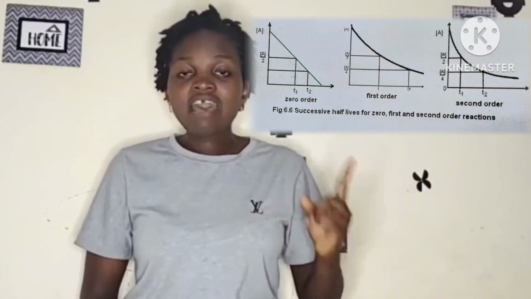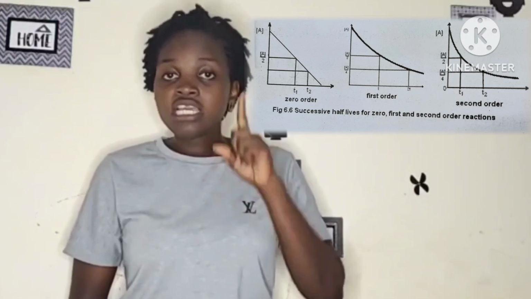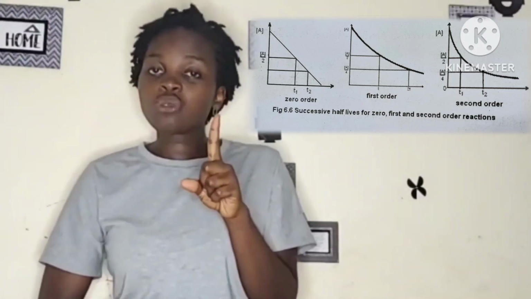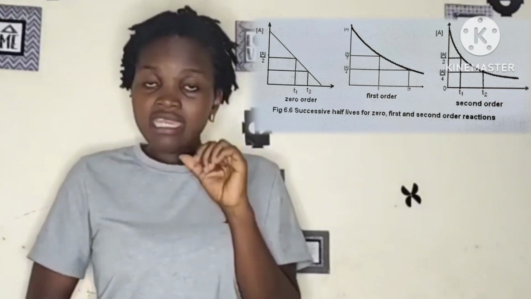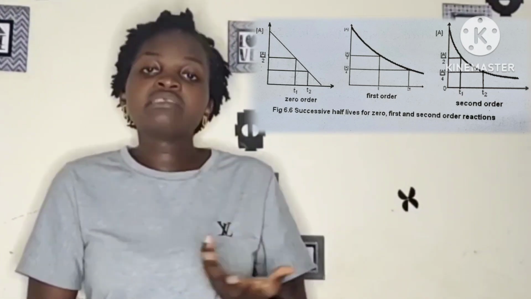So how does this method work? When you plot the graph of concentration against time, it's similar to the graph of the half-life. If the half-life remains constant as time goes on, it's a first order reaction. If it increases with time, it's a second order reaction. And if it decreases with time, it is a zero order reaction. This is the first means by which you determine the order of a chemical reaction.